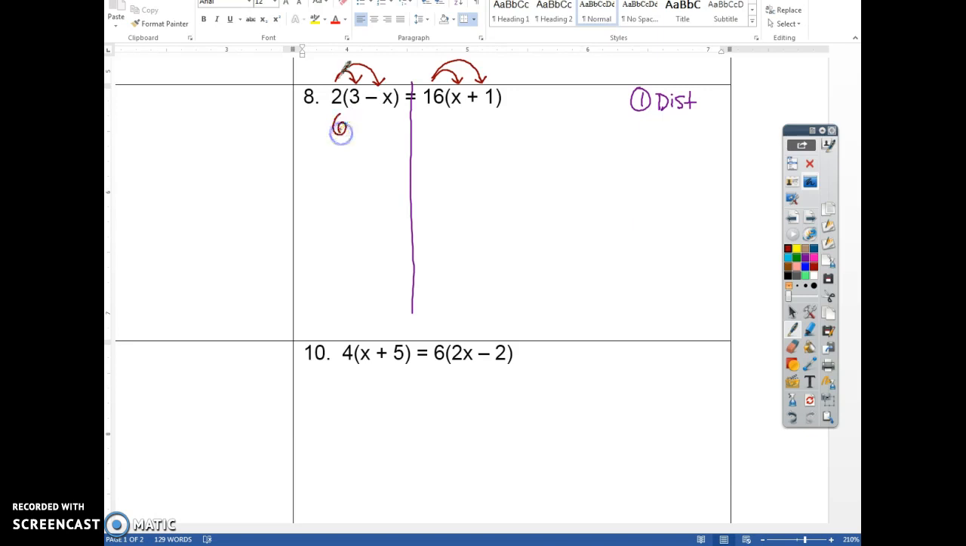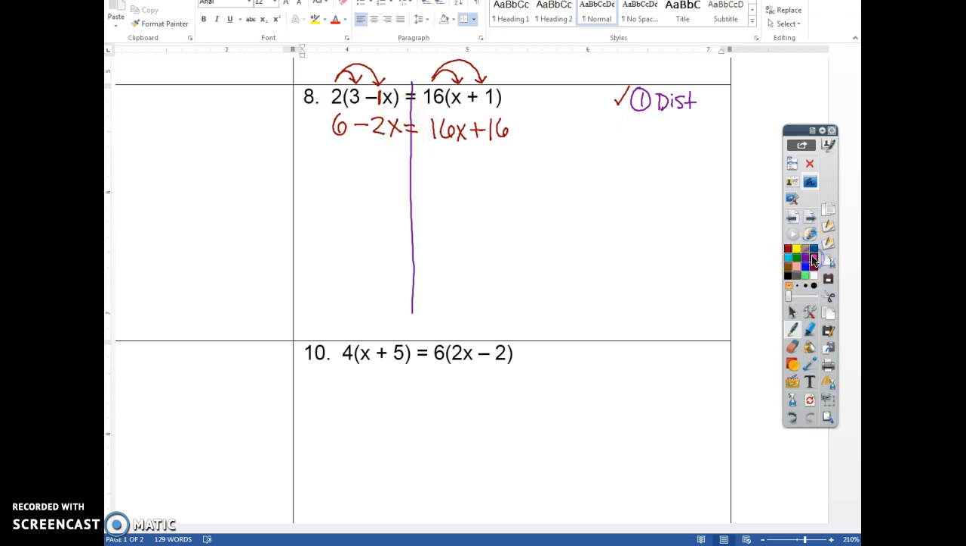6. 2 times negative 1x. So in the calculator, all you do is 2 times negative 1. That gives you negative 2, and don't forget your x. Okay? On the other side, 16 times x. 16x. And 16 times 1, positive 16. Distributing is done. Don't forget your equal sign.